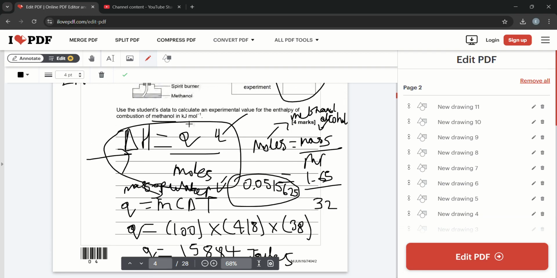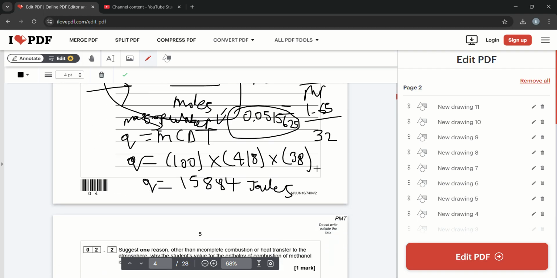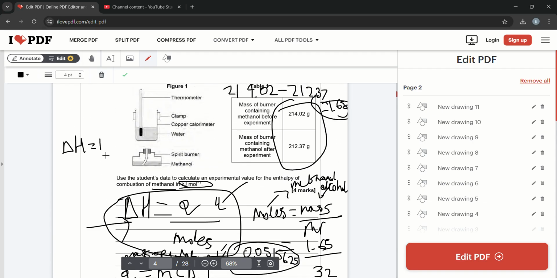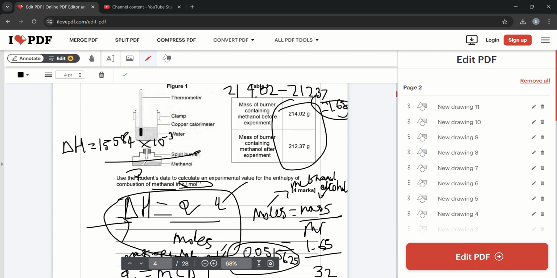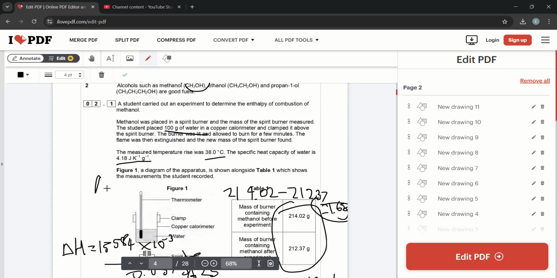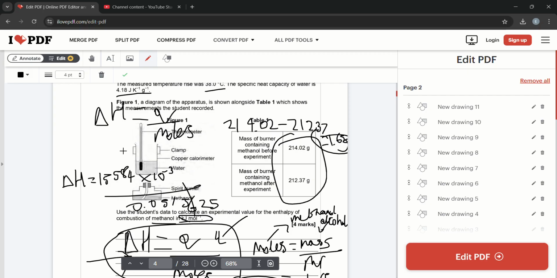And now the final equation, which was delta H equals Q over moles. If we read the question, all of it, it says in kilojoules per mole to the power minus 1. This is in joules, so what do we have to do? We need to times this by 10 to the power minus 3, which I'll show here. So 15,884 times by 10 to the power minus 3 to convert into kilojoules, divided by the moles, 0.051565. Just remember, delta H equals Q over moles, because a lot of the time you're going to need to use this equation.